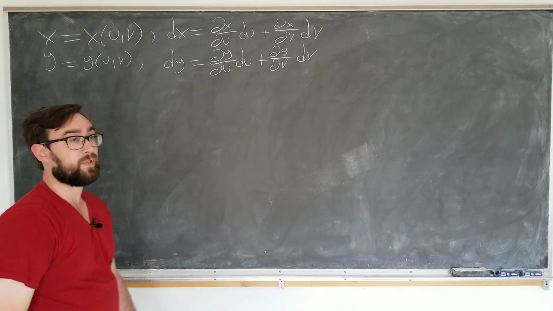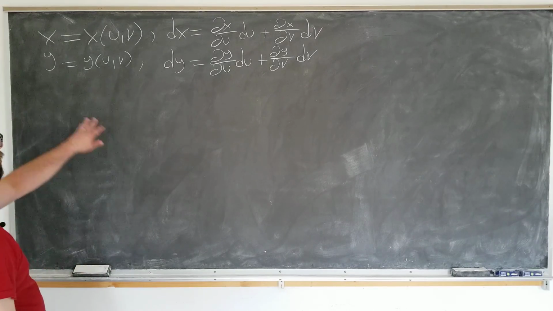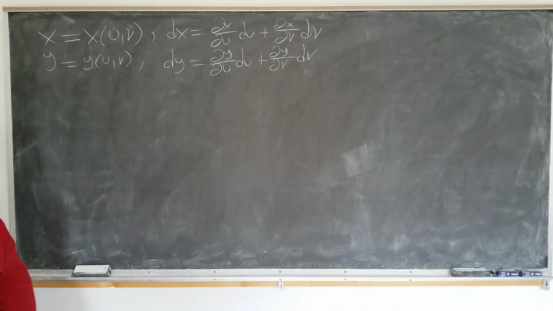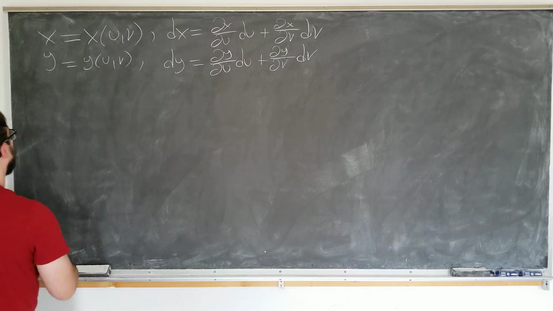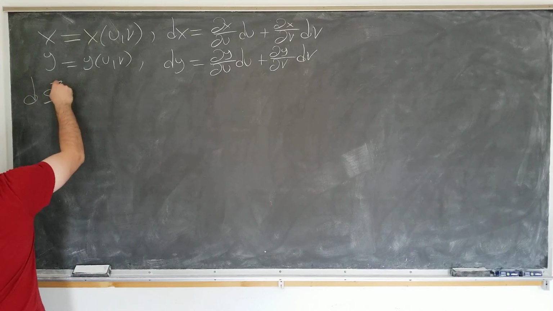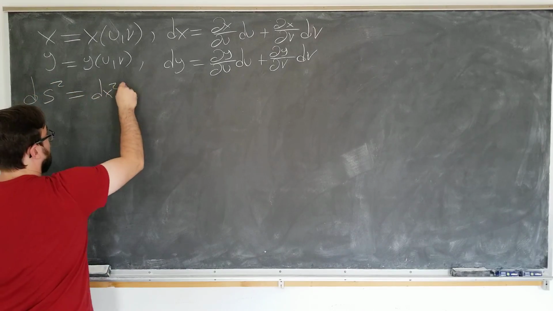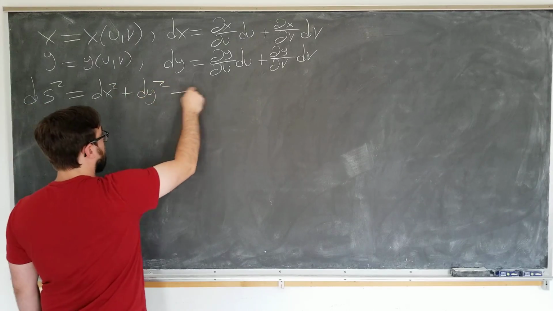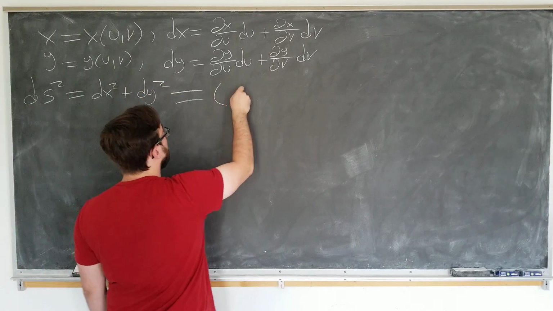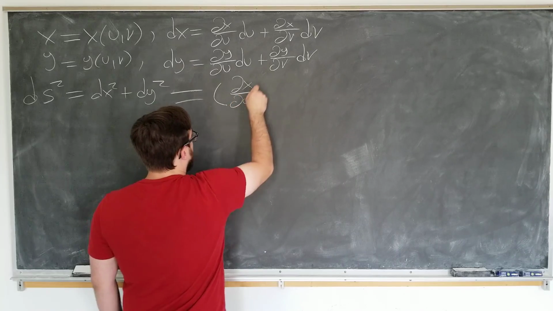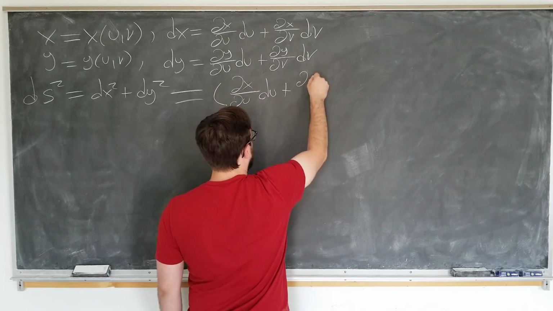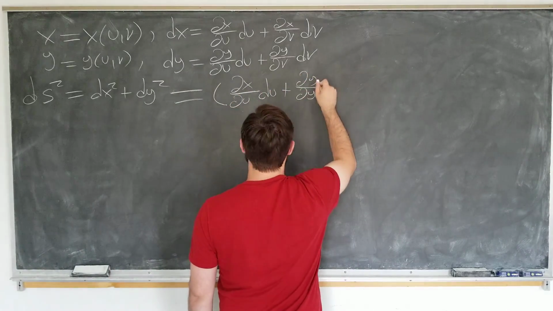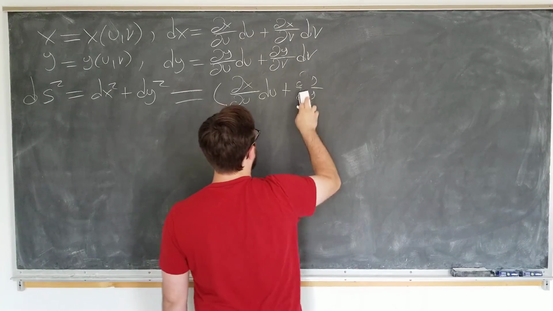Now we're going to compute the arc length for a general coordinate transformation of two variables, just as before. We're going to be considering ds squared to be dx squared plus dy squared with our coordinate transforms. Sorry, that does not make sense. I do apologize.